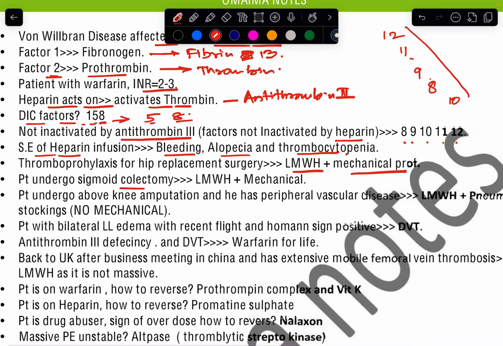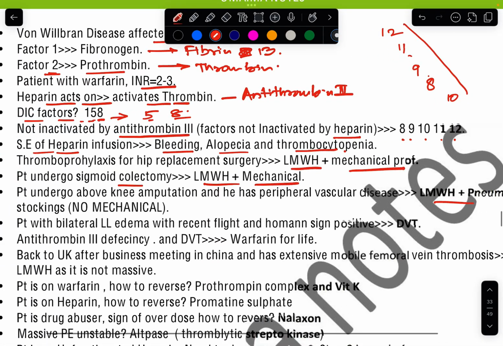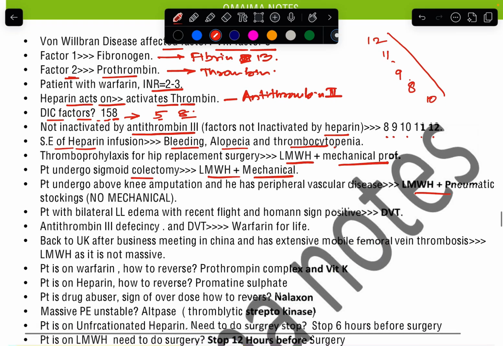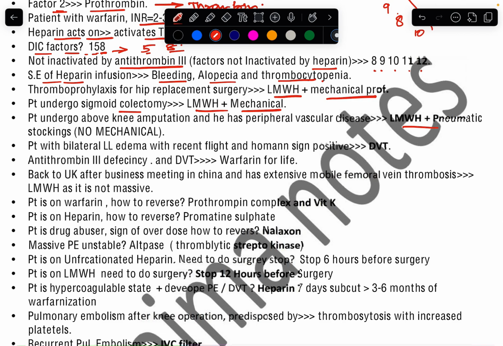Patient undergoing sigmoid colectomy: low molecular weight heparin, mechanical. Patient undergoing knee amputation: low molecular weight heparin, pneumatic compression stockings. Knee amputation, that's why there is no mechanical. Mechanical is not given because the patient cannot move fast.